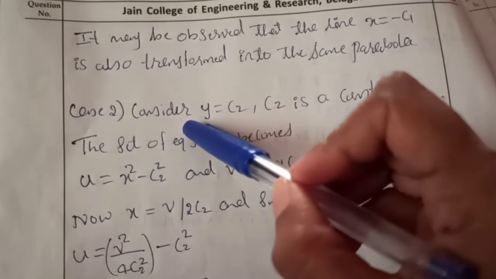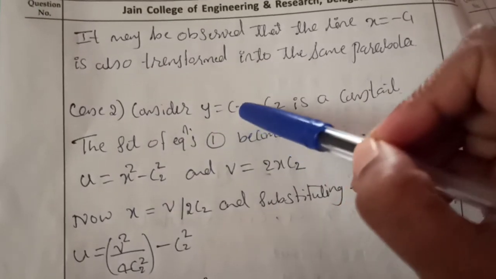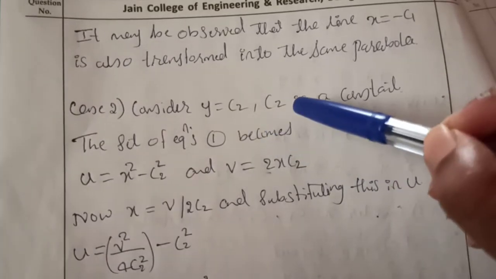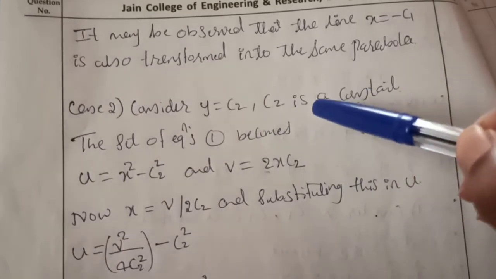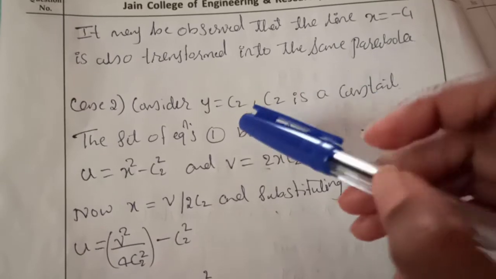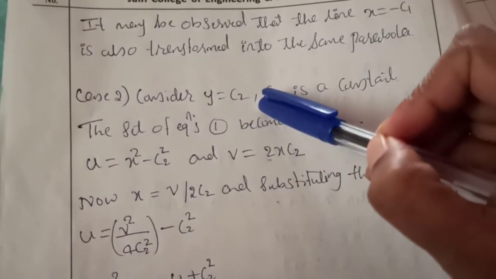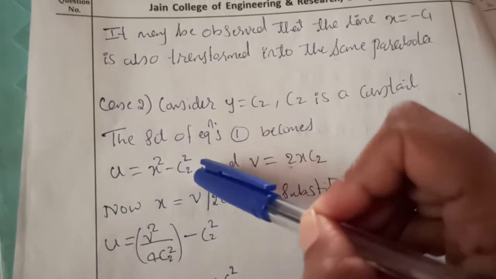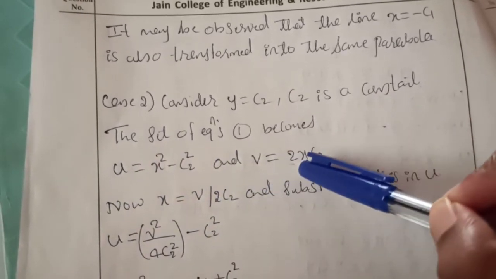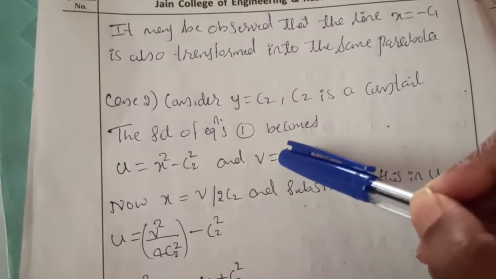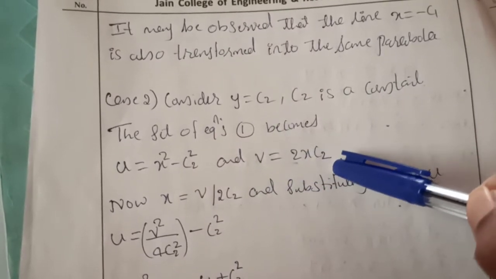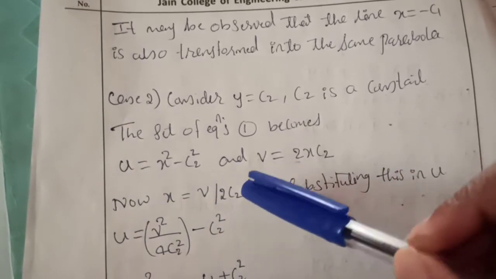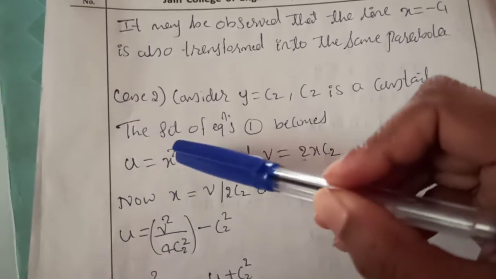Case 2, consider y is equal to c2. y is equal to c2 is also a straight line parallel to x-axis, where c2 is a constant. Then if we substitute y is equal to c2, the set of equation 1 becomes u is equal to x square minus c2 square and v is equal to 2x into c2. Using the value of v is equal to 2x c2, we can write down the x value, x is equal to v divided by 2c2, and substituting this x value in u.